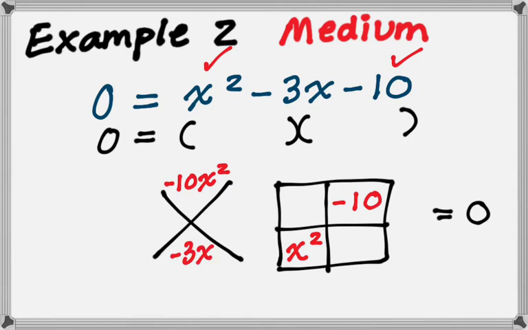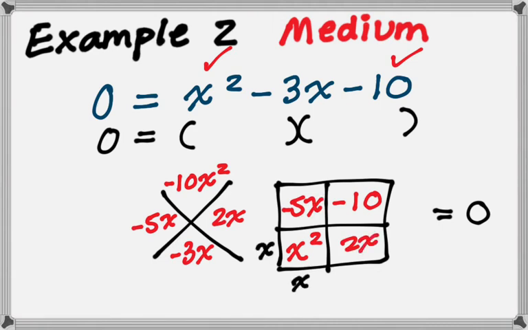Now I have to figure out what two factors multiply to make negative 10x squared and add to make negative 3x. Oh, that's gotta be negative 5x and positive 2x, right? Multiply to negative 10x squared and add up to negative 3x. Okay. Negative 5x, 2x, and now I'm ready. I can figure out the factors.